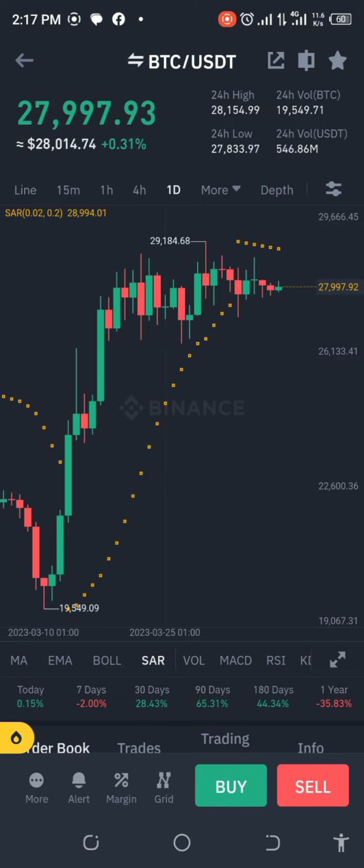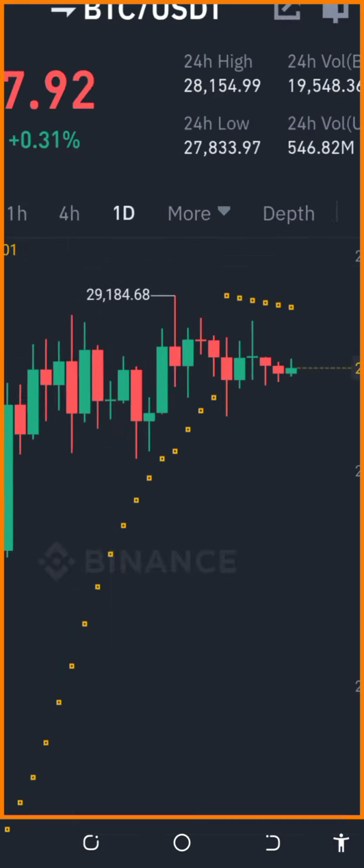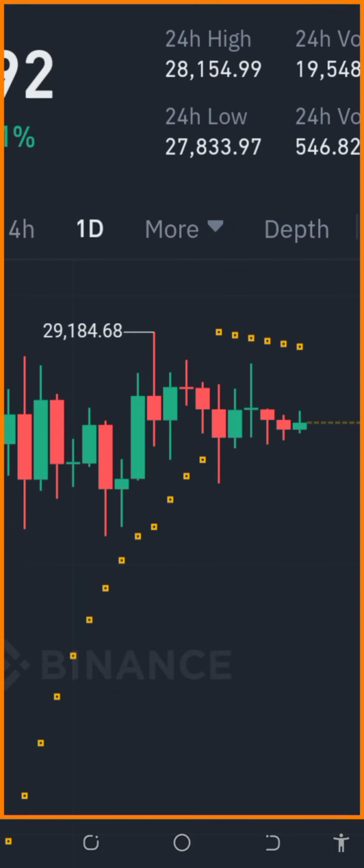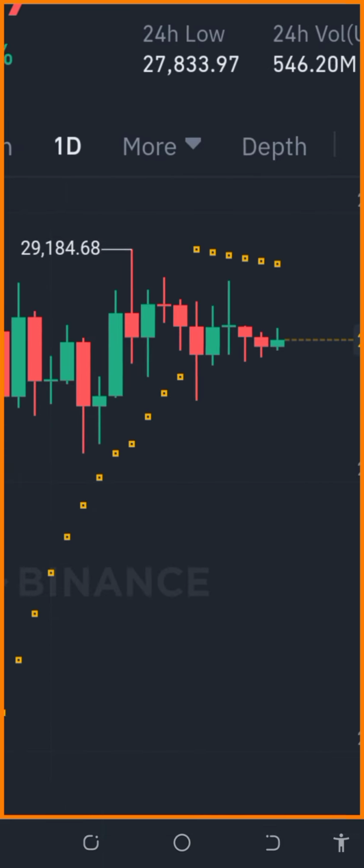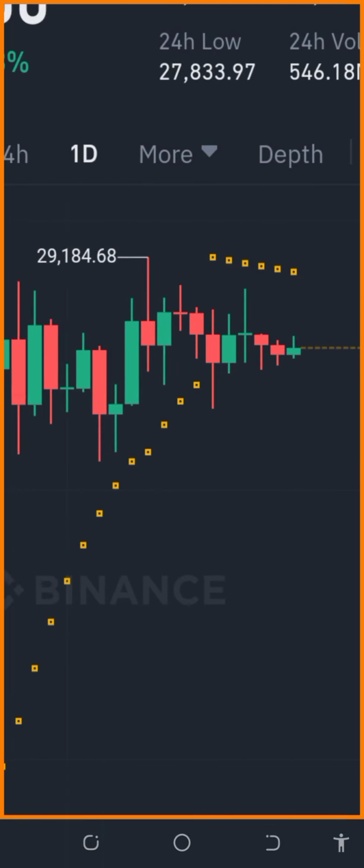Let's look at the 1 day chart. Now look at here. You can see that the price is struggling at this point. It's almost developing into a sideways movement. You can see here, that means that in the past couple of days, the price has been struggling.